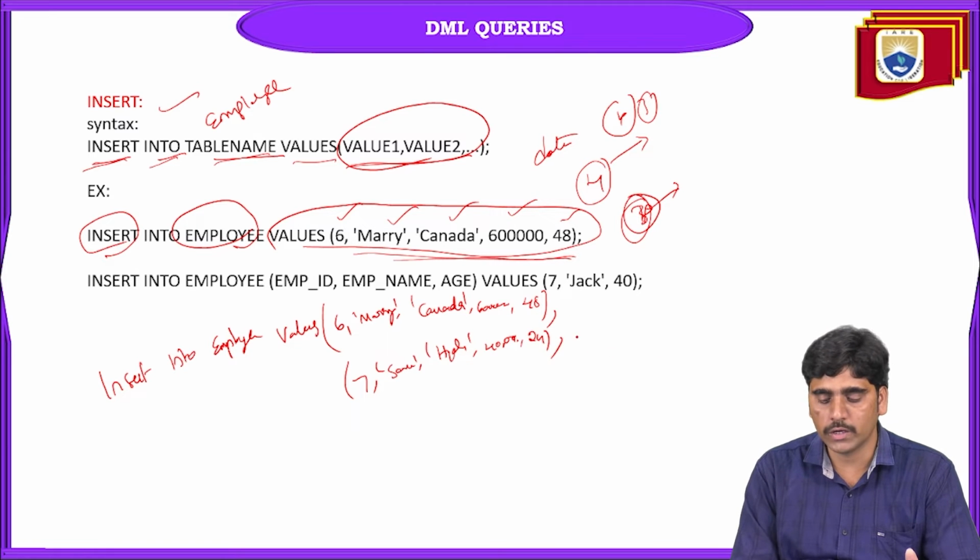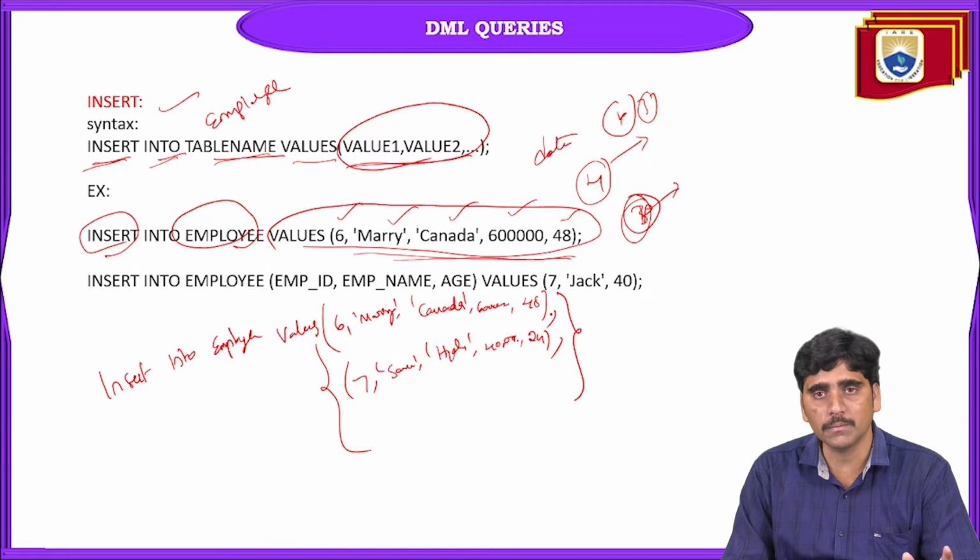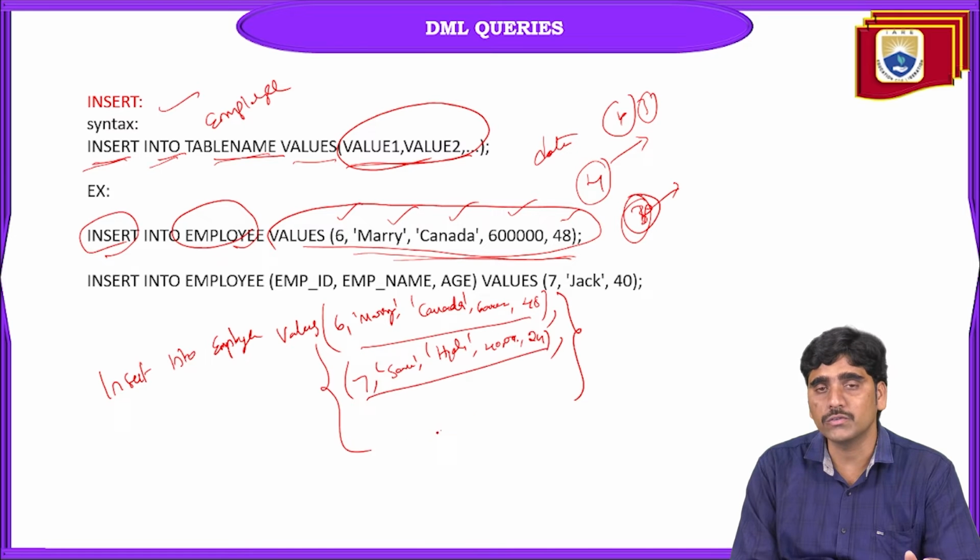Similarly, comma. So that is the way you can mention the number of values to insert with the help of this comma separator. With the help of this comma separator, you can insert multiple values at the same time.